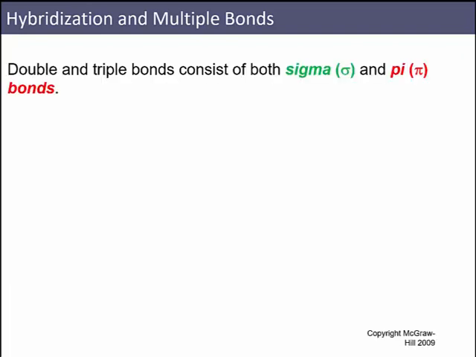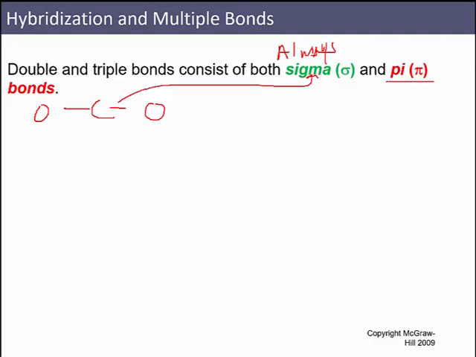Right? Double and triple bonds consist of both a sigma. You're always going to have that. And you're always going to have a sigma. Right? So when you do your Lewis structure, let's say carbon and an oxygen, CO2, you're going to draw that initial bond. That's your sigma bond. And then when you have to go through and do your double bond, that is going to be your pi bond. So this second one is going to be your pi.